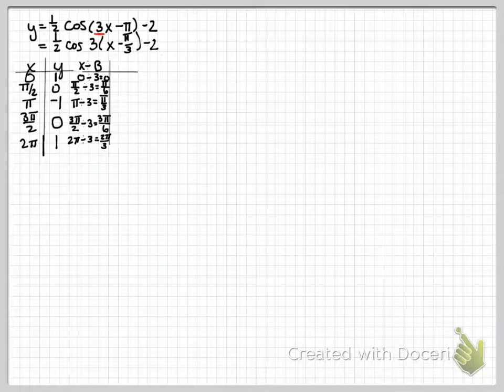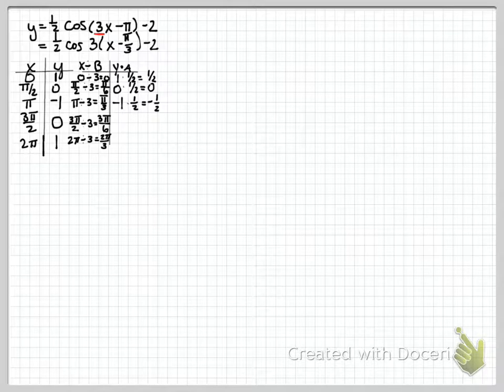Because we can easily convert those pi over 3 and that 2 pi over 3 to have a denominator of 6. That's going to help us when we go to graph. And as always, like I said, we're not going to check your tables. The tables are just for you. Y times A. My A is 1/2. So 1 times 1/2 is just 1/2. 0 times 1/2, 0. Negative 1 times 1/2, negative 1/2. Back to 0 times 1/2, that's 0. And 1 times 1/2, and that's 1/2.